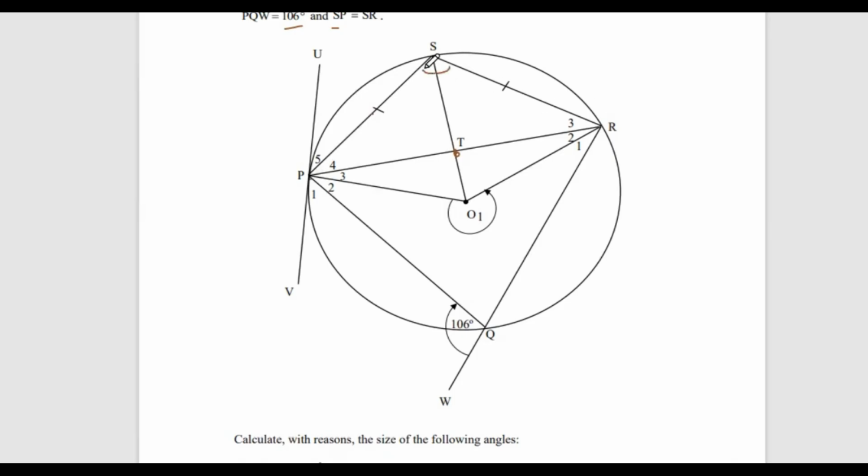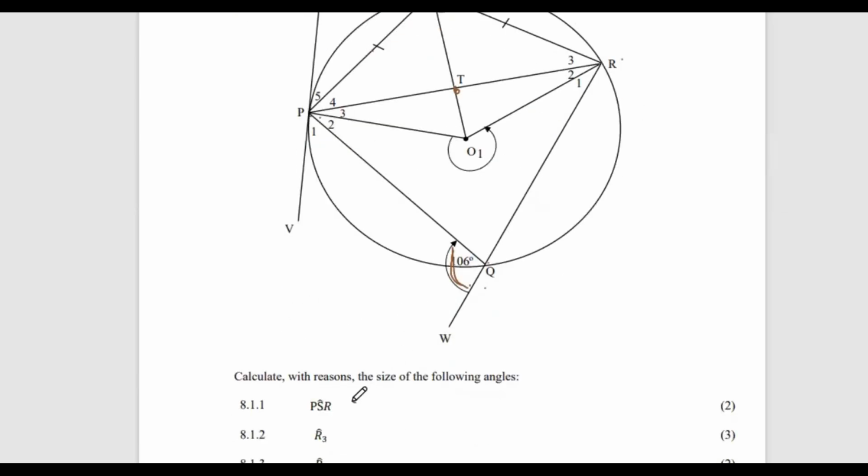PSR, this angle here. Now, one thing we need to know is that PSRQ is a cyclic quad because it is touching the circle. And this angle here is exterior. So we know that the exterior angles of a cyclic quad will be equal to the opposite interior. So I'm going to say that PSR is 106. Reason: exterior angle of a cyclic quad. That is the reason. Then they want us to get R3.